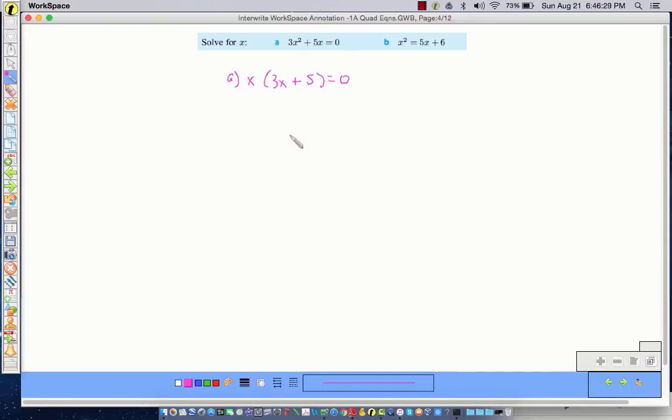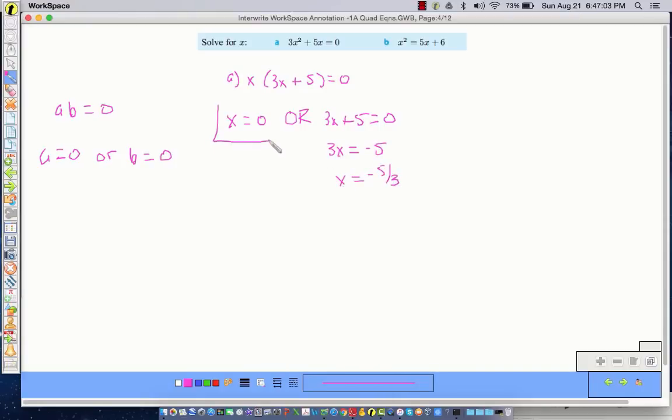And this is the beauty of the zero product principle. If you remember, that's A times B equals 0. So A equals 0 or B equals 0. Either one, if this is equal to 0 or this is equal to 0, I have a true statement. So I can say x is equal to 0 or 3x plus 5 equals 0. Solving, I have x equals 0. Here, 3x equals negative 5 or x equals negative 5/3. These are my two solutions. This cowboy right here and this cowboy right here.